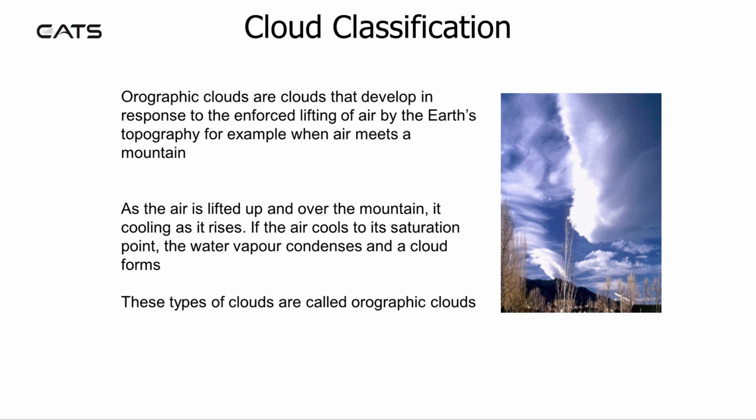Orographic clouds. These are clouds that develop in response to the enforced lifting of air by the Earth's topography, for example when air meets a mountain. As the air is lifted up and over the mountain, it cools as it rises. If the air cools to its saturation point, the water vapour condenses and a cloud forms. These types of cloud are called orographic clouds.